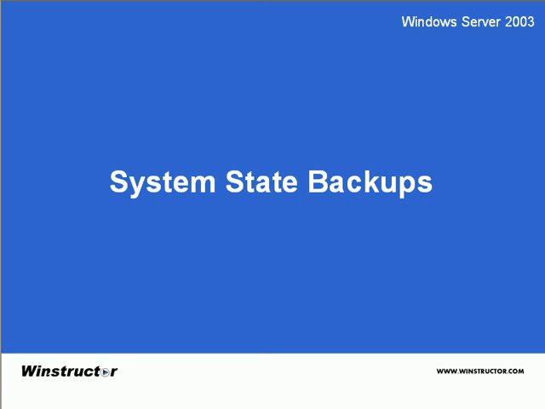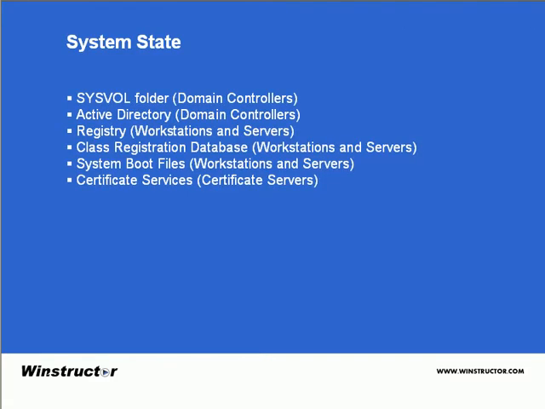System state backups. In our previous backup videos, when we used NT Backup, we've seen an entry for system state. So what is it and why should you care? Well, the system state refers to the components of the local system that aren't directly accessible through the regular file system. Included in the system state are the contents of the SYSVOL folder, Active Directory in the case of domain controllers, the registry on all workstations and servers, and the class registration databases. It also includes the system boot files and any certificate services that you may have installed in your domain.